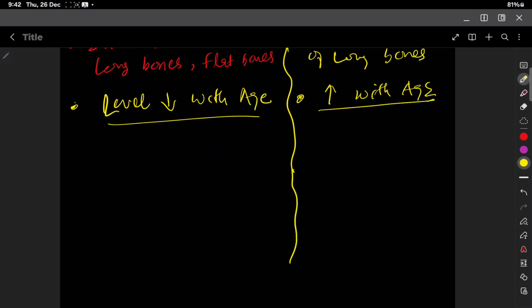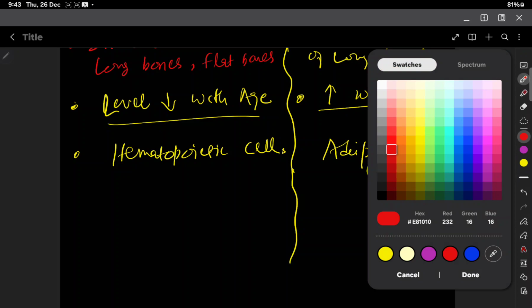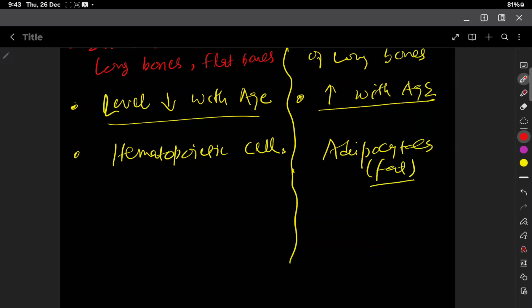Then another difference. The red bone marrow is rich in hematopoietic cells, and the yellow bone marrow is rich in adipocytes, because yellow bone marrow stores fat. These are called fat cells or adipocytes. And what color does the red bone marrow have? It has the red color, and the yellow one has the yellow color. That is also a difference.